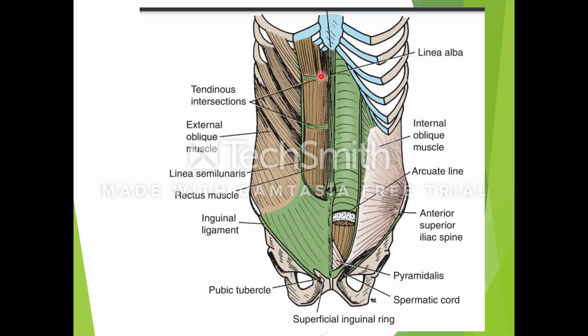See here in this diagram, these are the tendinous intersections, one at the level of the umbilicus, one at the level of the xiphoid process, and one between the two.